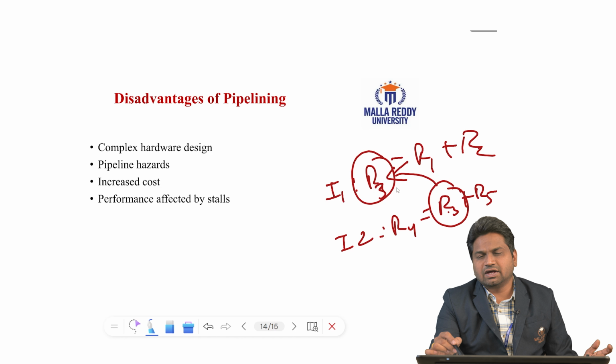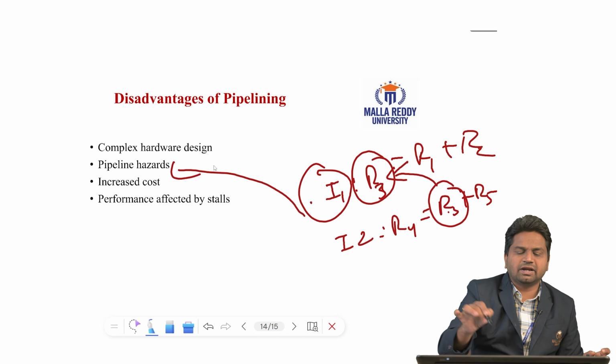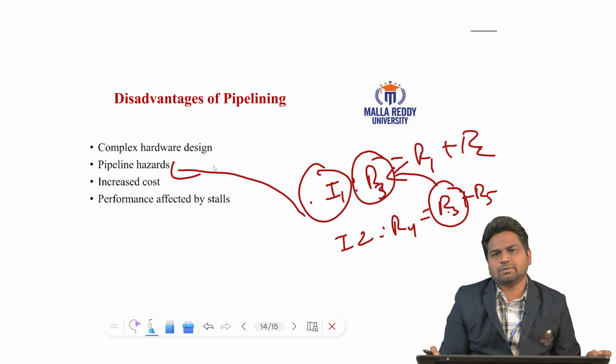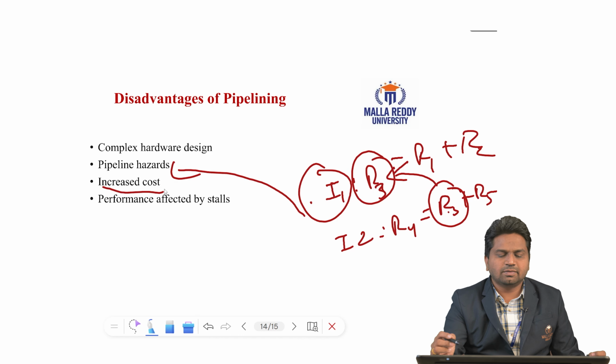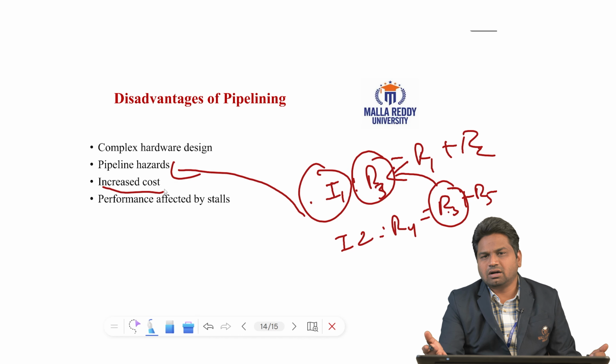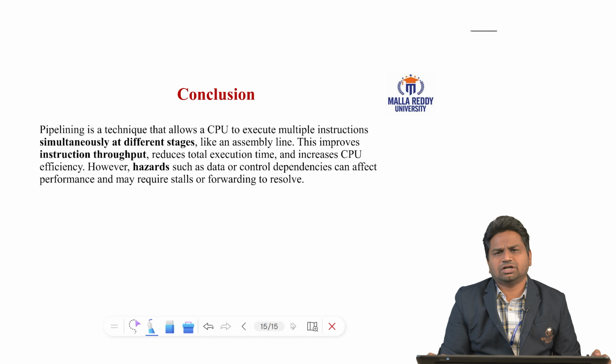For example, if a delay happens in instruction 1's execution, instruction 2's execution will automatically be delayed. So it leads to pipeline hazards. We need to focus on handling pipeline hazards effectively to achieve better performance. It is a very challenging thing in the implementation of pipelining. Because of that, cost increases, and performance is affected by halts and stalls. Okay, so this is the complete explanation of instruction pipelining.